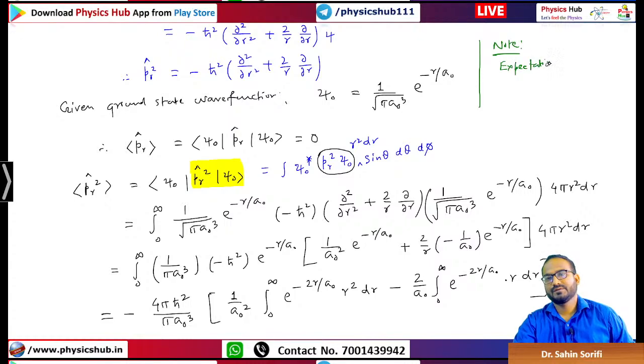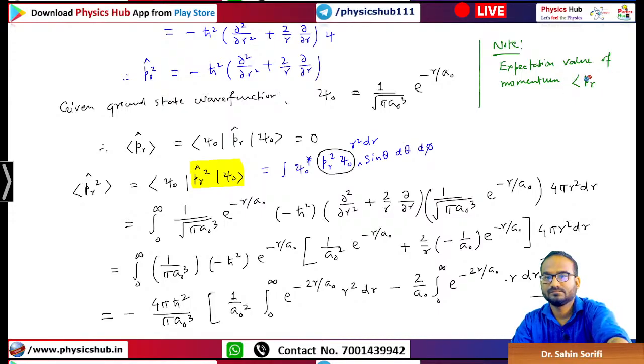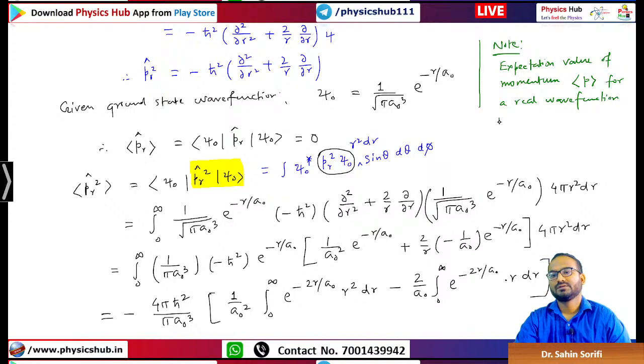Expectation value of momentum for a real wave function is 0.